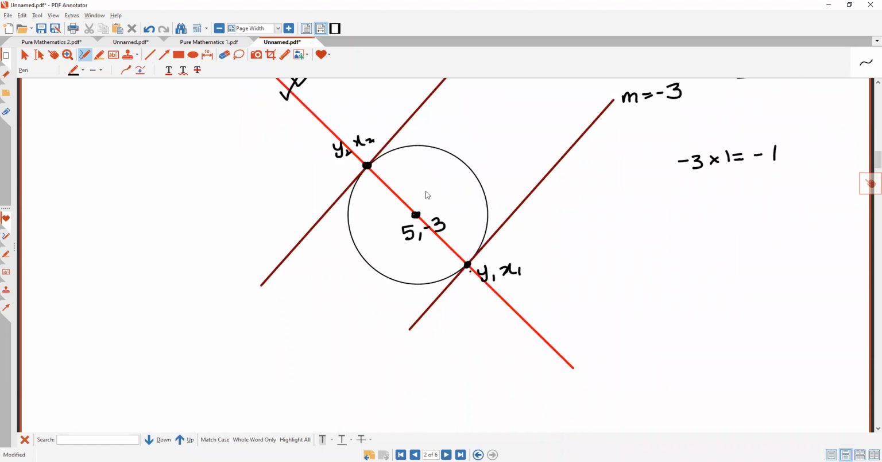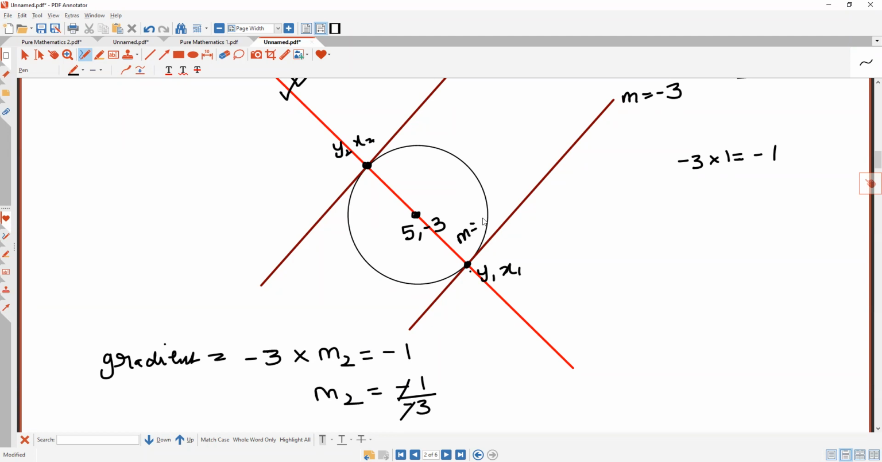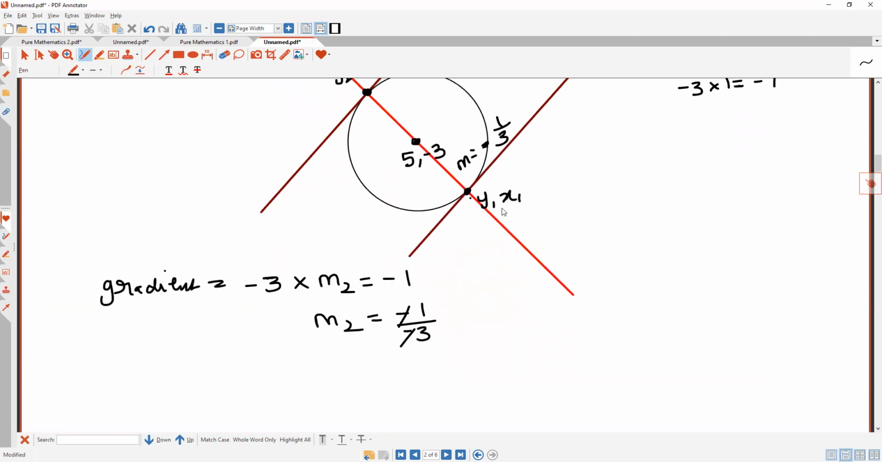So how would you do it? We have the gradient. What is the gradient of the red line? Gradient of the red line: 3 times m2 is equal to -1. -1 divided by -3. So this is the gradient of the red line. Can you see that? -1/3. Sorry, +1/3. Find the equation of this line now.